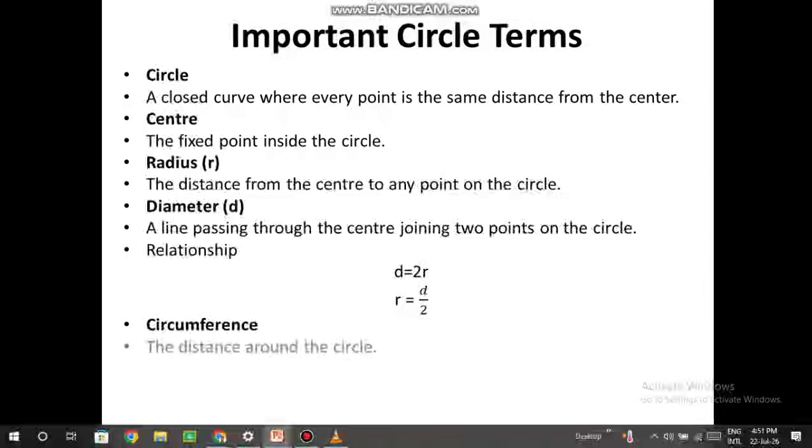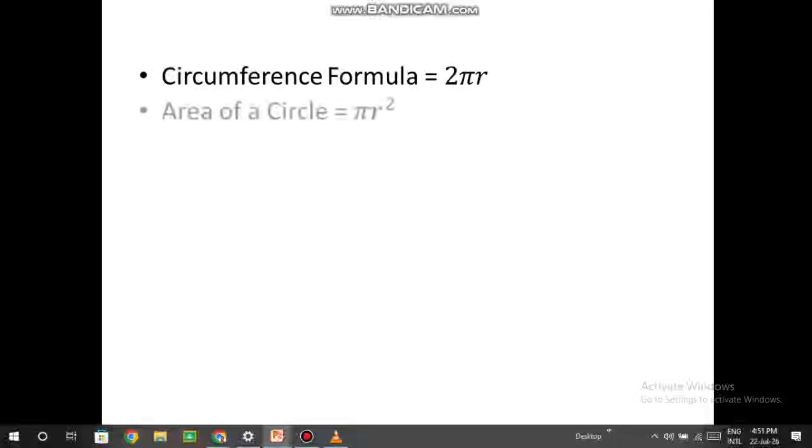So what is circumference? The distance around the circle, the complete round trip of the circle, is the circumference. It is similar to the perimeter of other shapes. So the formula for circumference is 2 pi r, and the area of a circle is pi r square.